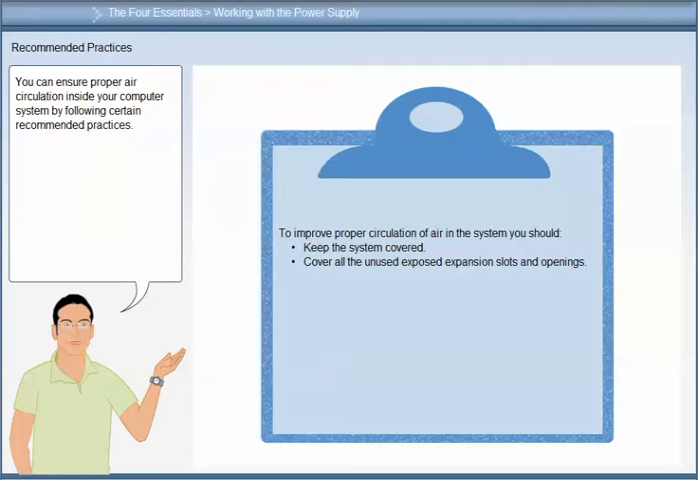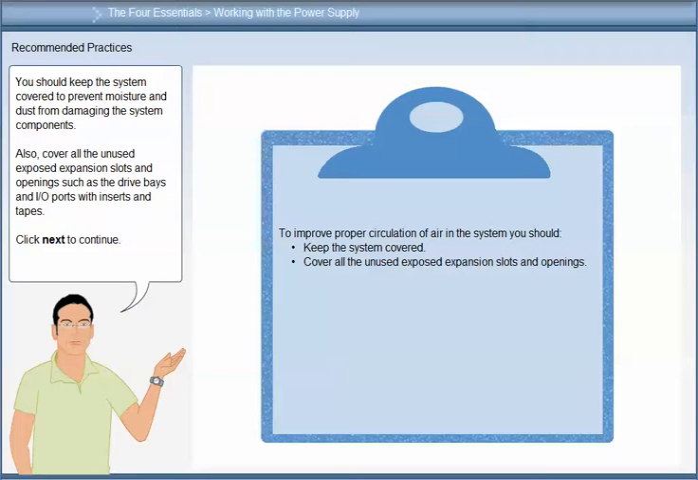You can ensure proper air circulation inside your computer system by following certain recommended practices. You should keep the system covered to prevent moisture and dust from damaging the system components. Also, cover all the unused exposed expansion slots and openings such as the drive bays and I/O ports with inserts and tapes.